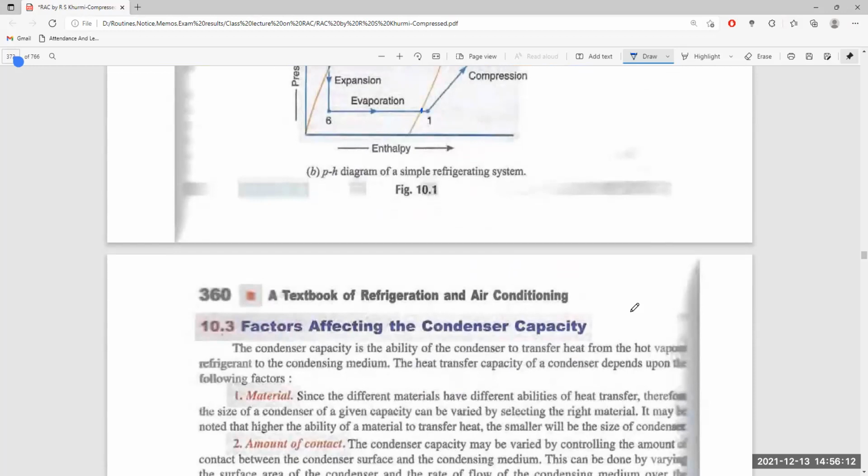Now, what are the factors affecting the condenser capacity? The condenser capacity is the ability of the condenser to transfer heat from the hot vapor refrigerant to the condensing medium. The heat transfer capacity of the condenser depends upon the following factors. First of all, how well you can condense. That is, how well and how quickly you can transfer heat from the hot vapor refrigerant to the condensing medium.